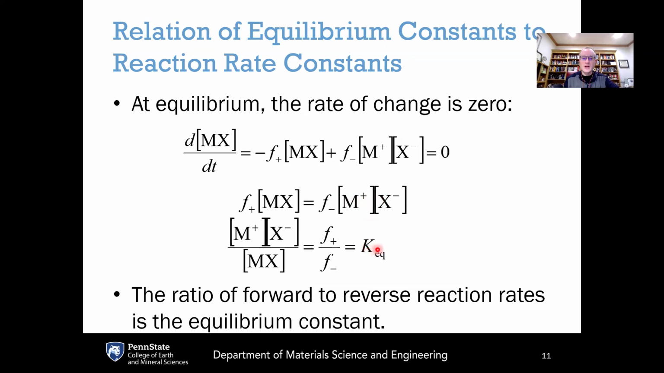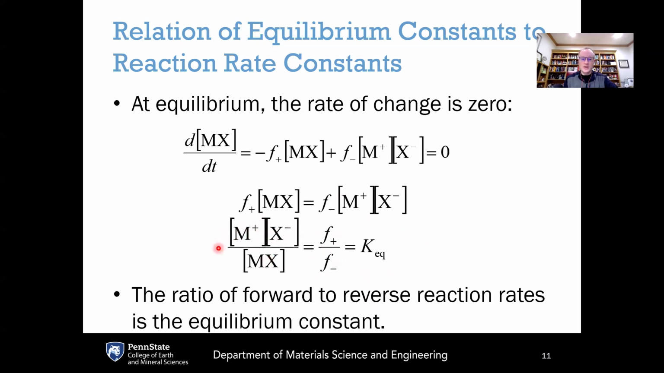Now the equilibrium constant here, K equilibrium, is equal to the ratio of this forward rate F plus to the backward rate F minus. So if we rearrange the equation here, dividing both sides by F minus and dividing both sides by MX, we see that the equilibrium constant KEQ is equal to this ratio of F plus over F minus, and that is equal to, in the numerator, the product of the concentrations of the products. So it's the concentration of M plus times X minus divided by the concentration of MX.